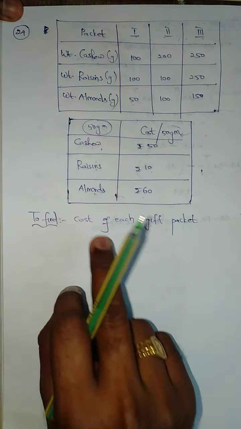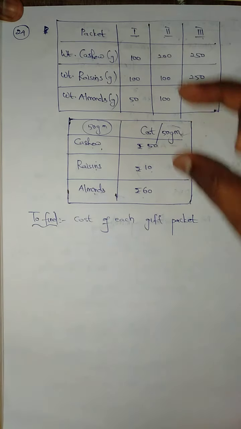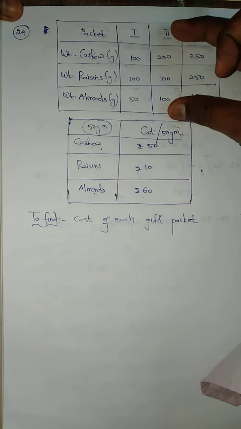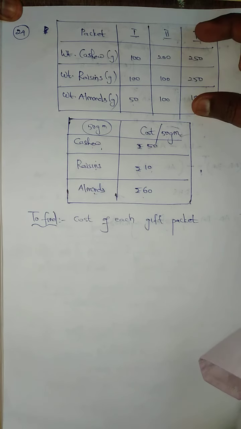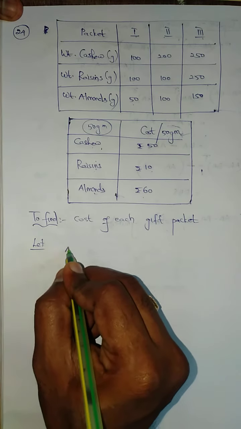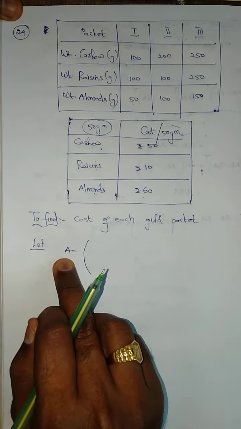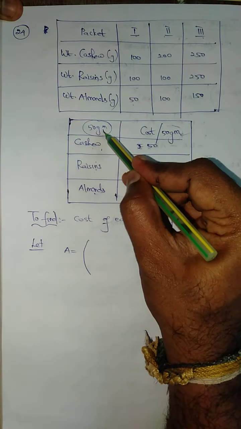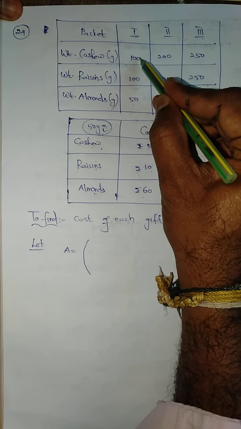So what do I need to find? I need to find the cost of each gift packet: the cost of gift packet 1, gift packet 2 and gift packet 3, using matrix multiplication. So how am I going to take it? It's very easy. Let matrix A be in the form of, since they gave 50 grams, I am going to take it as 2.